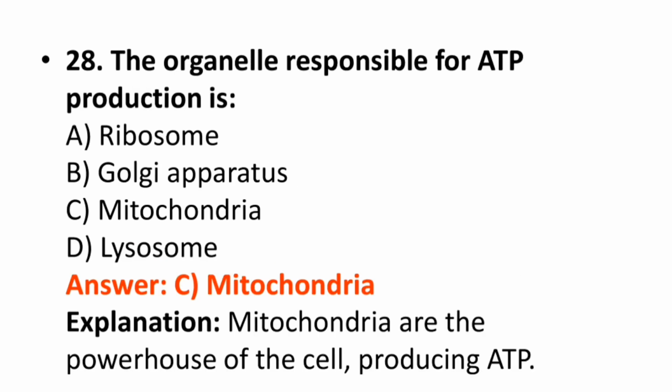The organelle responsible for ATP production is option A, ribosome, option B, Golgi apparatus, option C, mitochondria, option D, lysosome. The correct answer is option C, mitochondria. Mitochondria are the powerhouse of the cell, producing ATP. The organelle responsible for ATP production is option C, mitochondria.